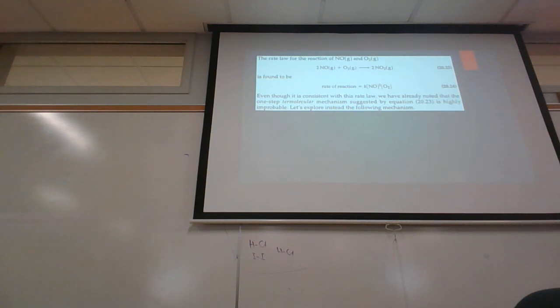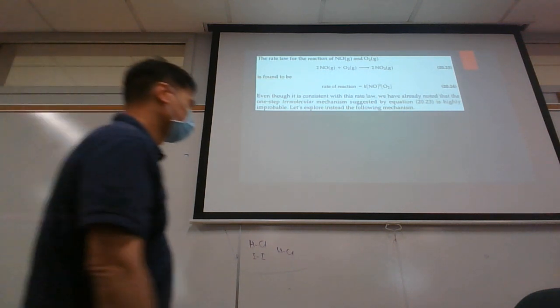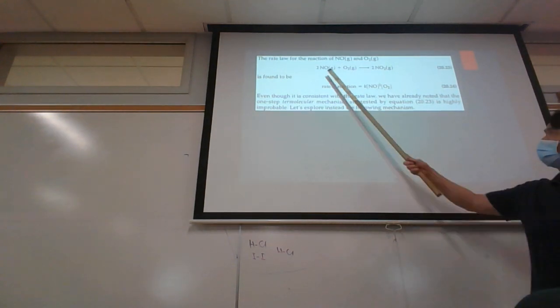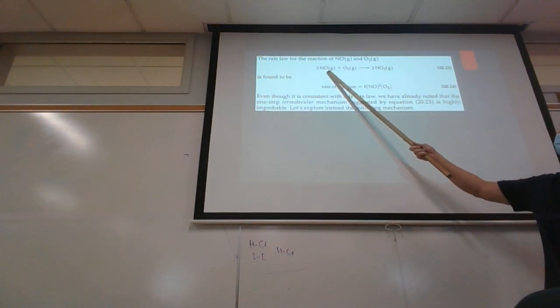Otherwise, we're going to have two options. The first step is slow or the second step is slow. And so this one we don't know, but we can try different mechanisms here. One, we could try a unimolecular mechanism. And so if we look at this here, is a unimolecular one very probable?